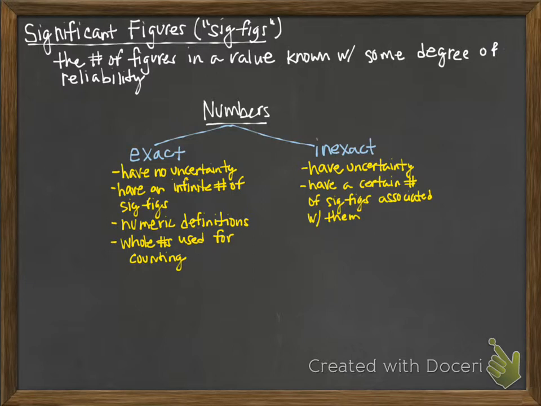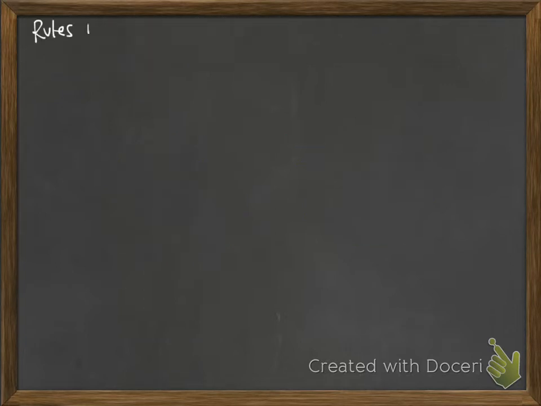Inexact numbers, I mentioned this before, are any measurements that we take in chemistry. They are inexact, and we have to know how reliable those measurements are. So any measurement you're going to be taking in lab and writing down, you need to consider significant figures. That's why it's really important. So what we're going to do now is look at the rules for figuring out the Sig Figs in inexact numbers. We're going to have 5 rules for determining the number of Sig Figs in inexact values or numbers.